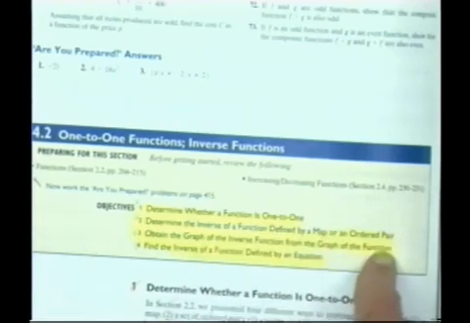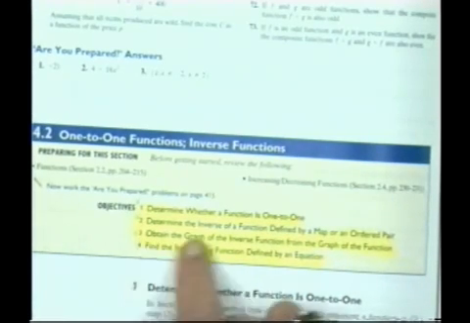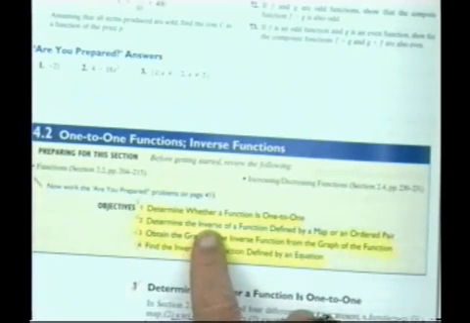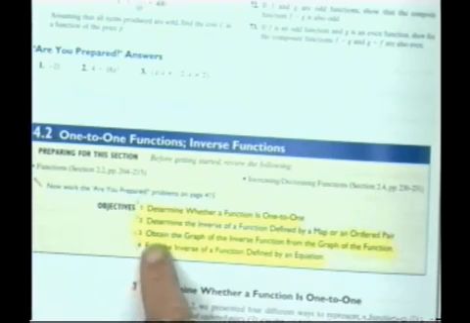Looking at a set of ordered pairs, how do you find the inverse of the function? Which means we've got to know how you find the inverse anyway. What does it mean? And the third one is, given the graph of a function, can you graph its inverse?